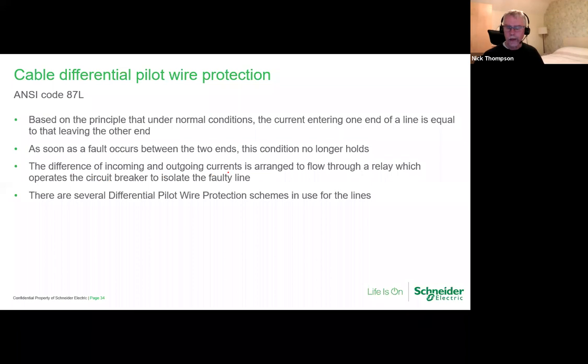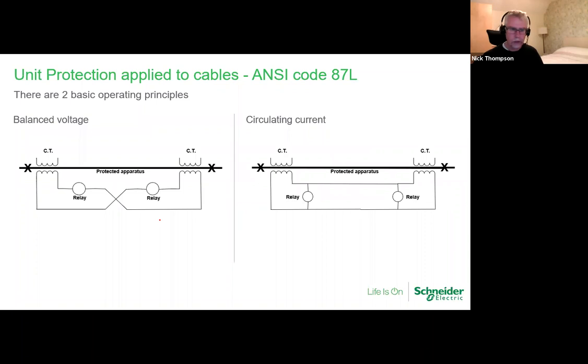So if we've got a difference, then it's going to trip both sides to isolate the actual fault. Okay, so there are two types of pilot wire protection in use. You've either got balance voltage or you've got circulating current. Now, the one that I'm going to discuss tonight is balance voltage. That's the typical one that we see here in Schneider going into our switchgear.